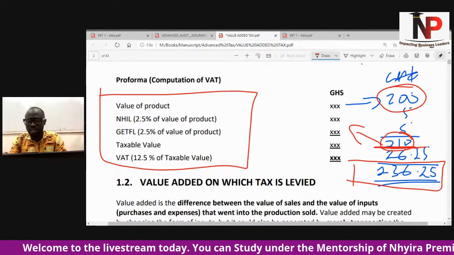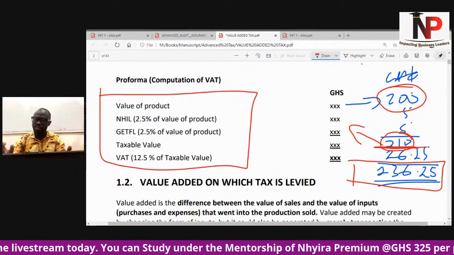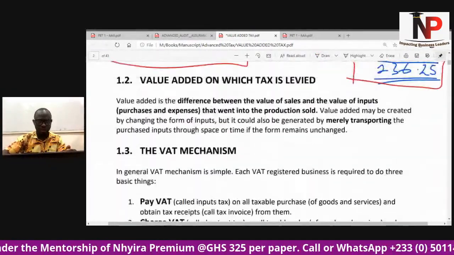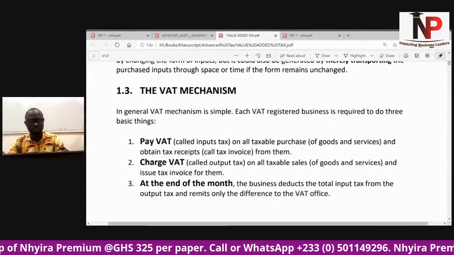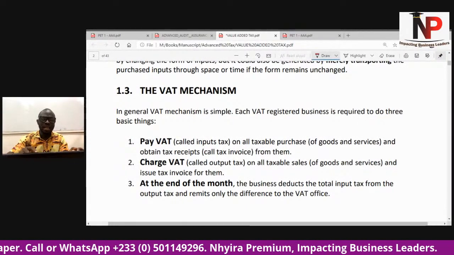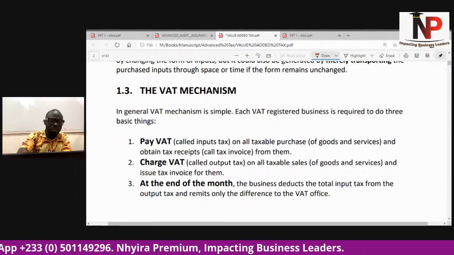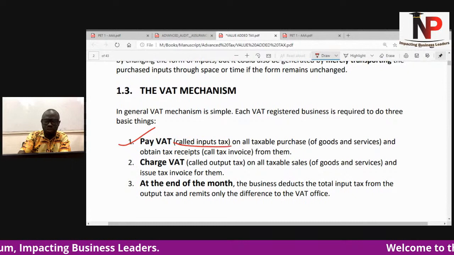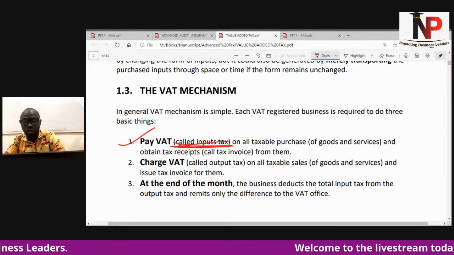So we spoke about this as well yesterday. So let's go on. And then we spoke about the mechanism of VAT. Very critical. We said three things. We said that, hey, you are going to be paying VAT, and that is the input VAT. That is what you pay when you buy the resources.